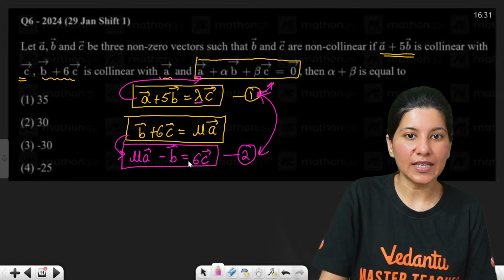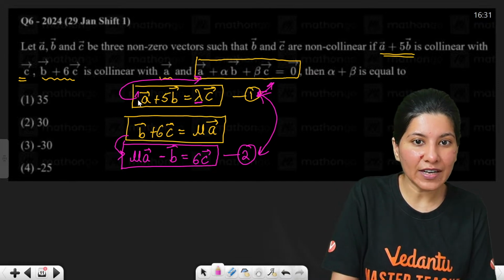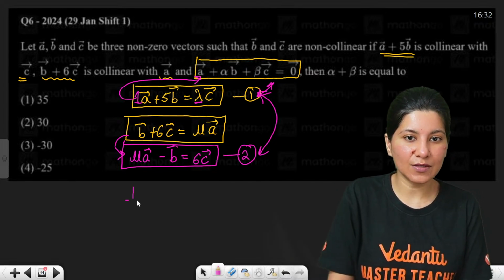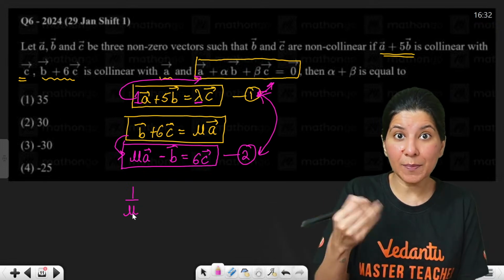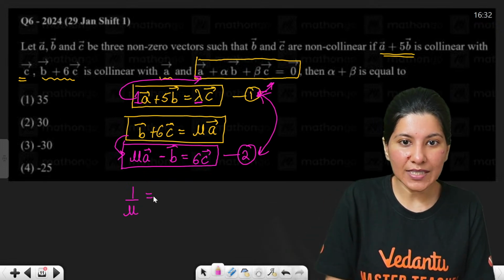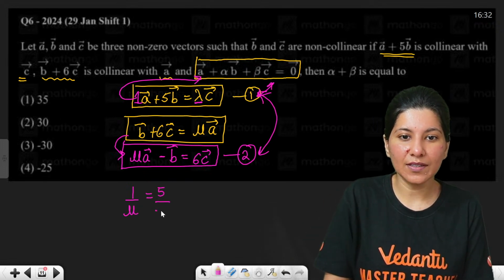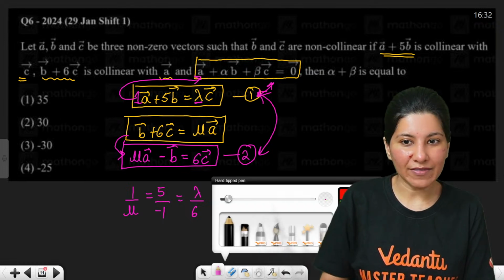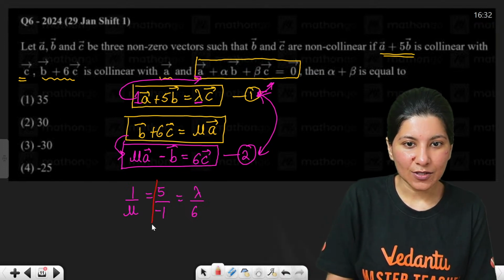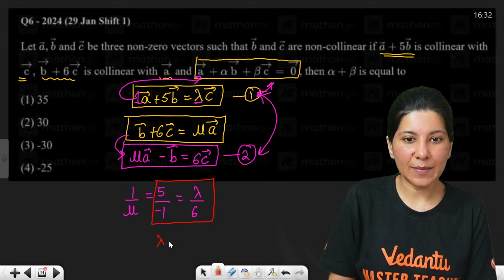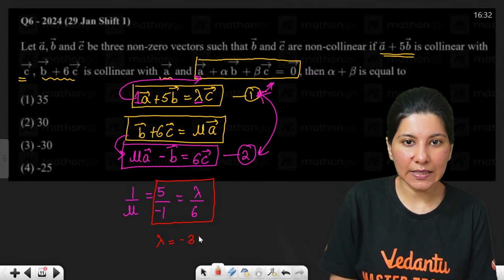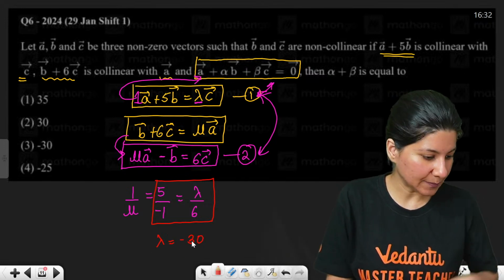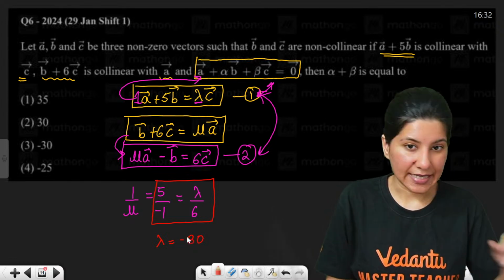Let's do that. How to compare? Coefficient of A vector is 1. Coefficient of A vector is mu. 1 by mu. Coefficients will be proportional. 1 by mu is equal to 5 upon minus 1 is equal to lambda upon 6. Alright. Now you have everything with you. Just compare. So this will give you lambda. So lambda is equal to minus 30. Correct? Yes, lambda is minus 30.